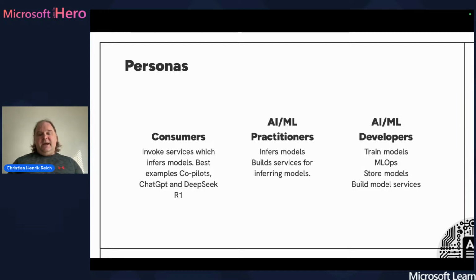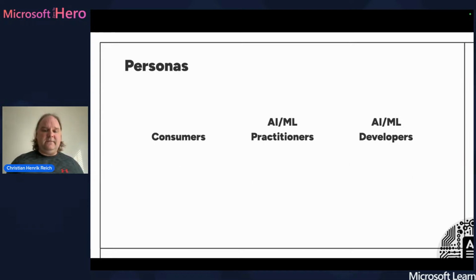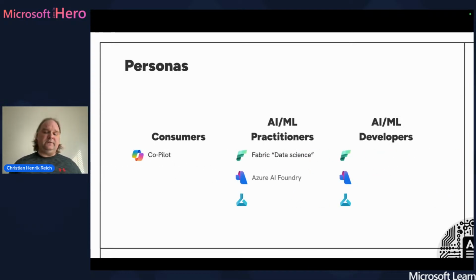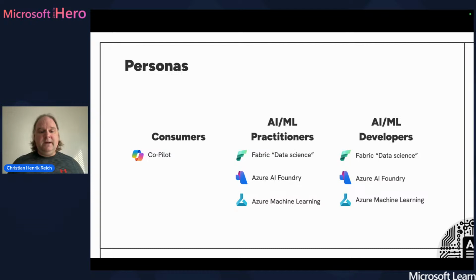Each category has certain needs. I think the consumers have the easiest, because that's usually just a chat window. While the AI ML developers have need for MLOps, which is a bit like DevOps, just with ML. And they also need repositories to store models and, of course, build the models. And for that, we have these services, as I see it right now.